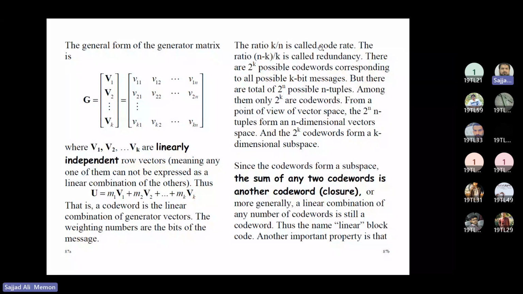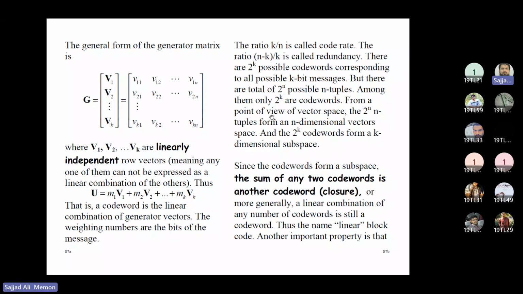So the ratio k over n is called the code rate. The ratio n minus k over k is called redundancy. There are 2 power k possible code words corresponding to all possible k-bit messages. But there are a total of 2 power n possible n-tuples. Like in the previous example, we saw that 2 power k was 4. So the total possible code words will be 16, and the total n-tuples will be 128. So among them, only 2 power k are code words.